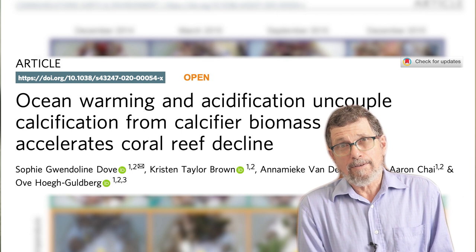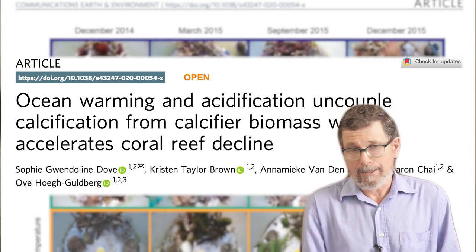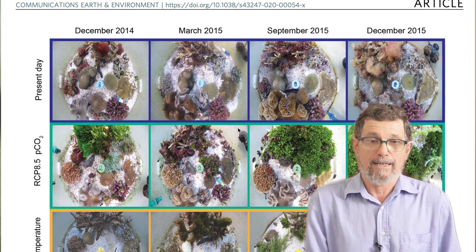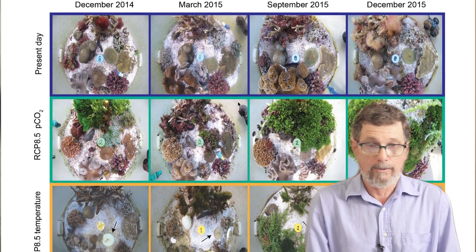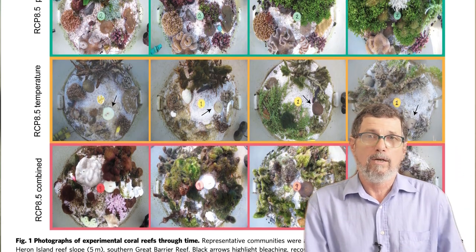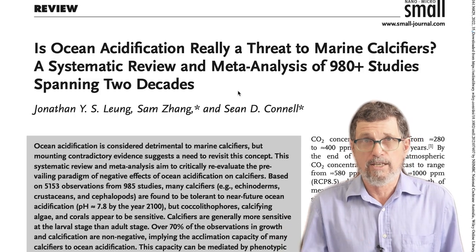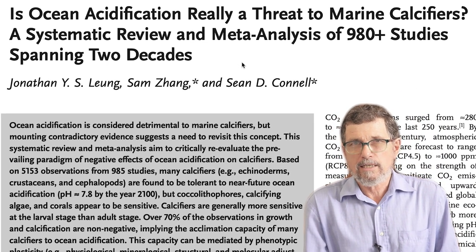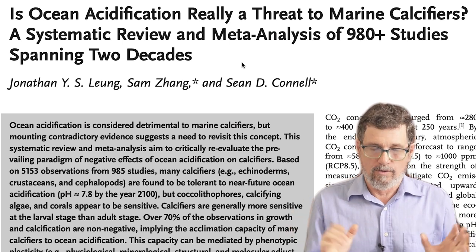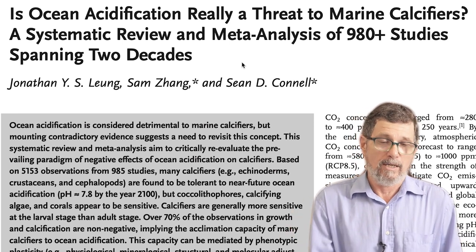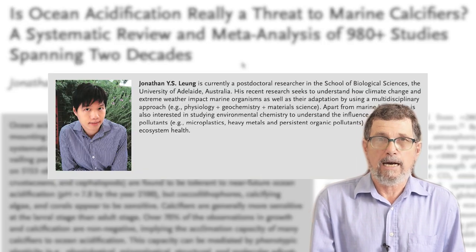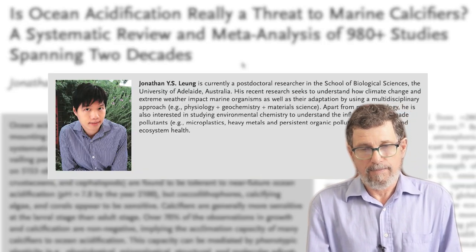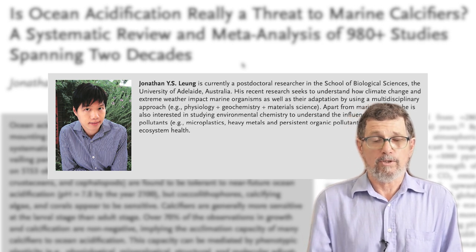Well, if you looked at the scientific literature a decade ago, it was incredibly alarming. All the studies seemed to show coral growth slowed, bivalves dissolving. It was just all bad news. But in recent years, there's been a huge number of experiments that actually show very limited or zero effect on corals and other organisms. I'm going to quote from what I think is easily the best summary of literally thousands of experiments that have been done on calcification, by Jonathan Leung from the University of Adelaide. It is a work of monumental proportions.